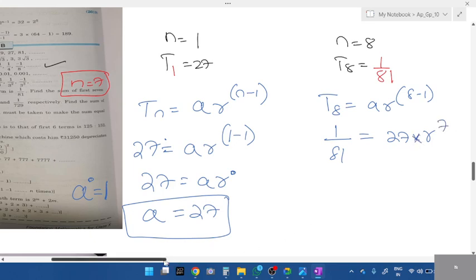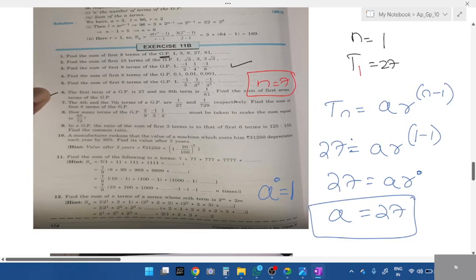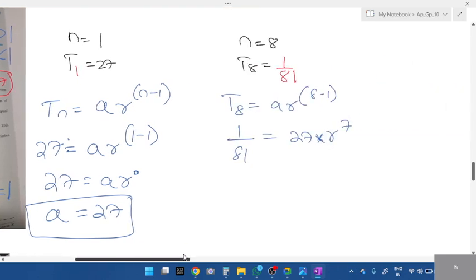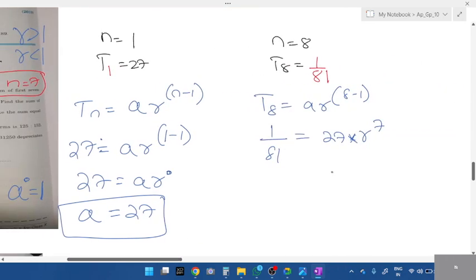See, why are we finding r, students? For the sum. This is a GP question. If you want to find the sum, r will have two values, right? What are the two values? Greater than 1 and lesser than 1. That's the reason we are finding r. Okay, remember that. Now, what happens to 27? It gets divided. 1 by 81 into 27 is equal to r to the power of 7.